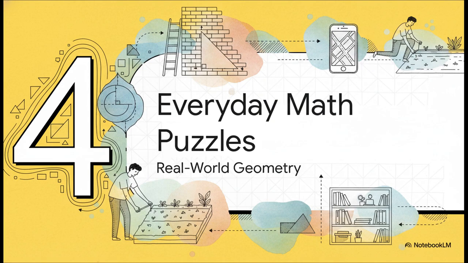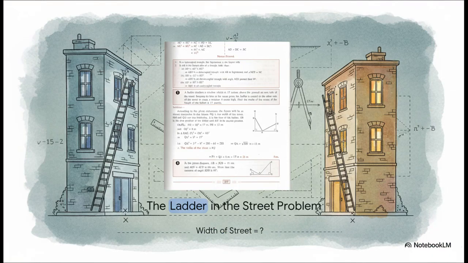All right, Section 4. Solving everyday math puzzles. Real-world geometry. Let's go back to that mystery from the start. Imagine you have a ladder that is exactly 17 meters long. It's sitting in an alleyway between two buildings. When you lean it against the first building, it perfectly reaches a window that is 15 meters high.